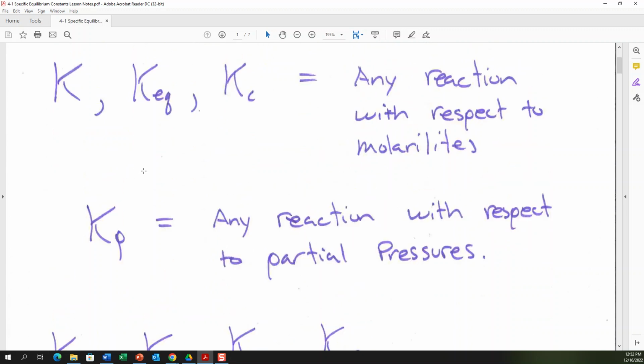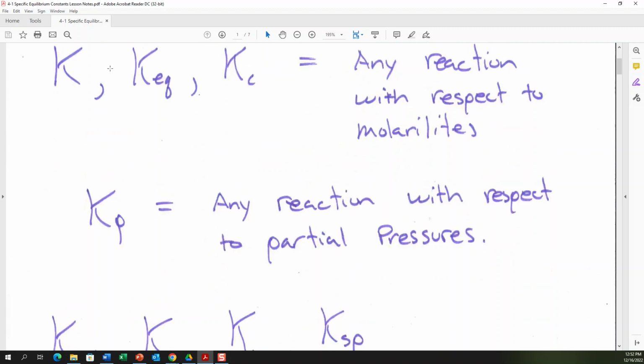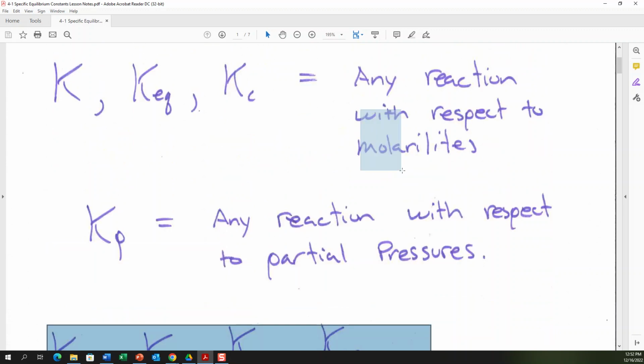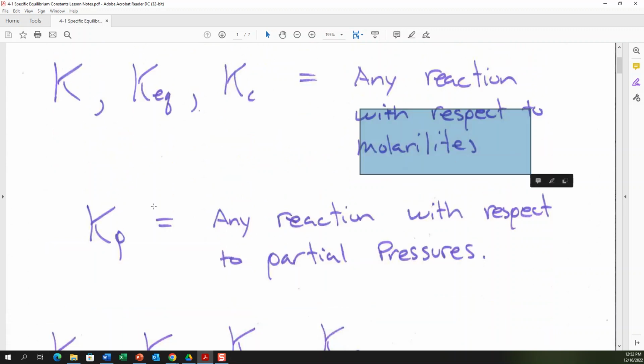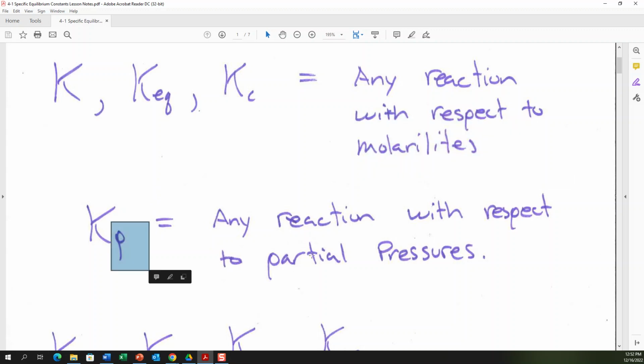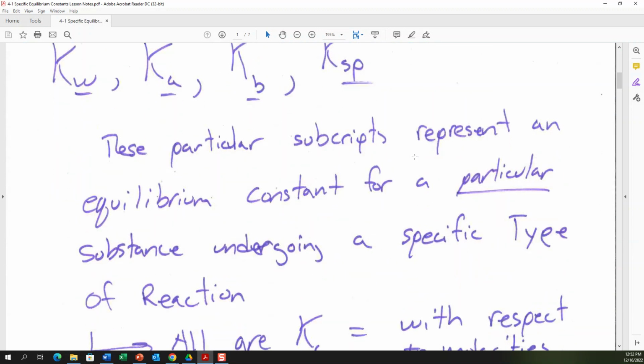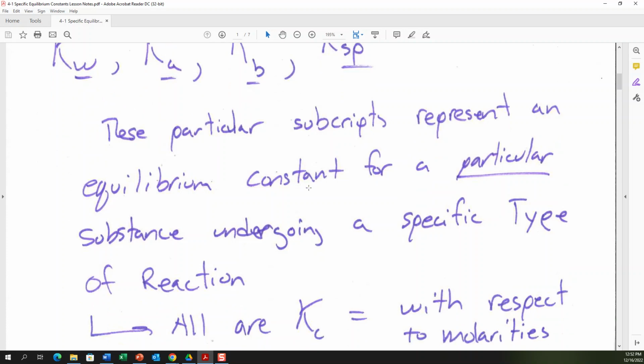So again, all these Ks and even these specific ones are with respect to equilibrium molarities. The only K that's different in that regard is Kp, and that's equilibrium partial pressures. But these particular subscripts, the w, the a, the b, the sp, describe a particular type of reaction.